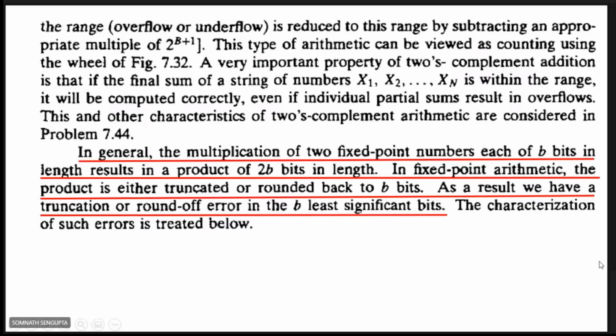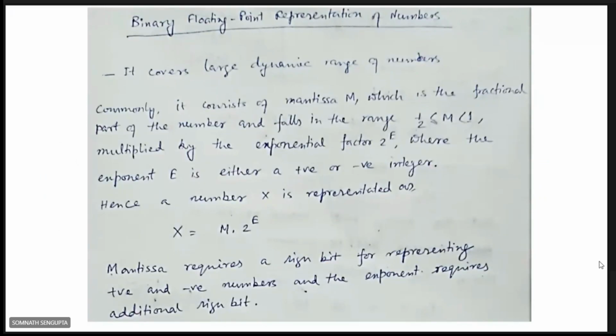Now, we have discussed the fixed point representation of numbers, where the binary point is located at the extreme left position. The extreme right position we have not discussed, but sometimes it is used as fixed point representation. Generally we keep it at the leftmost side. That is called fixed point representation. But another representation is floating point representation.